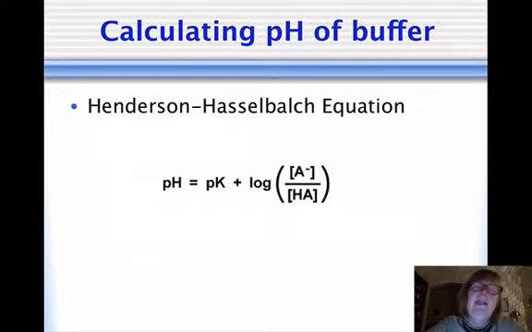However, there's some things I want you to notice about it. If the concentration of the conjugate base and the weak acid are the same, so that is when you're halfway to your equivalence point, it would be the log of 1, and the log of 1 is 0. So when the concentration of the conjugate base and the weak acid are equal, you're halfway to your equivalence point, and the pH is equal to the pKa. It's worth remembering that.